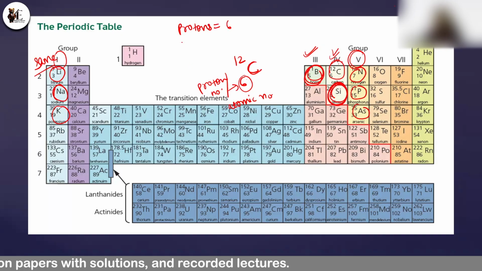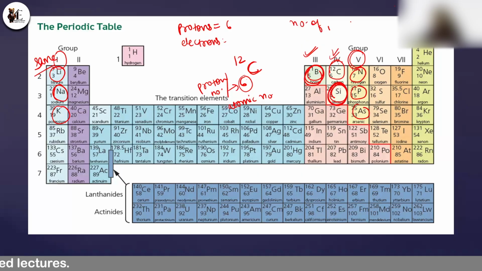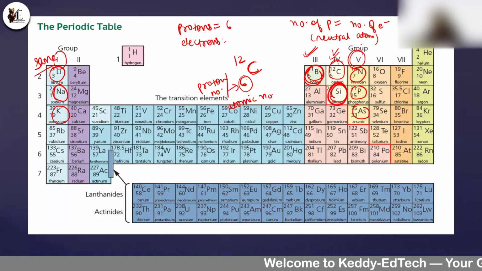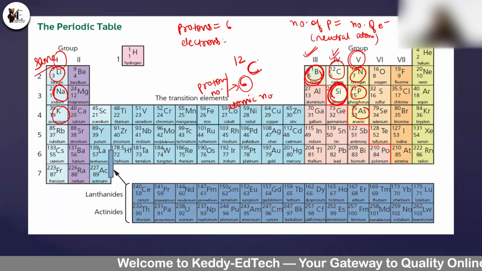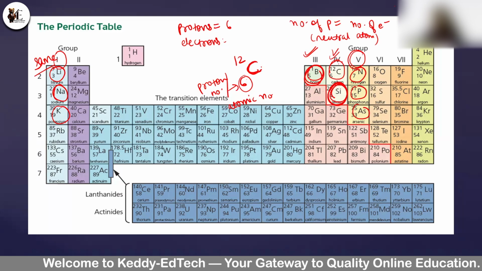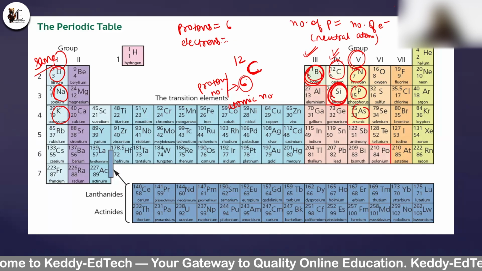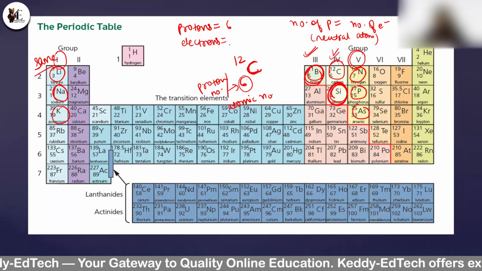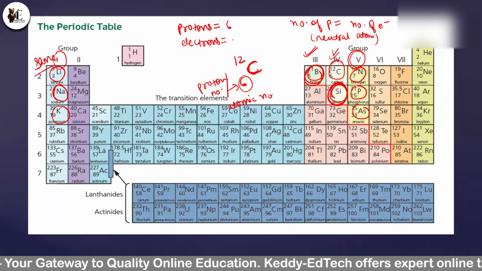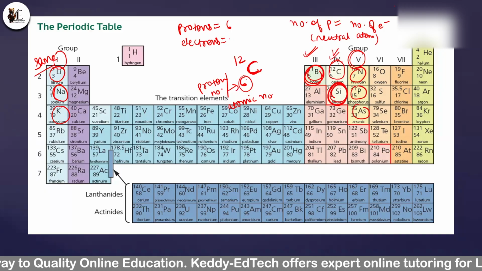If I ask how many electrons are there in the carbon atom? So always remember that number of protons is equal to number of electrons in the neutral atom. Neutral atom means when there is no charge. Okay, 0 charge. So carbon atom is neutral. There is no charge. So how many electrons are present there?